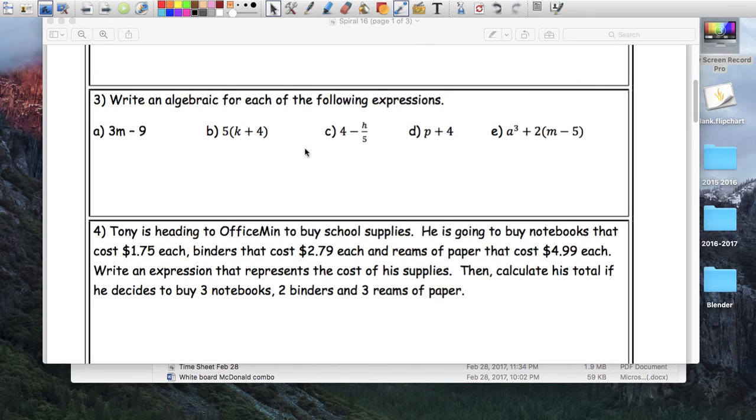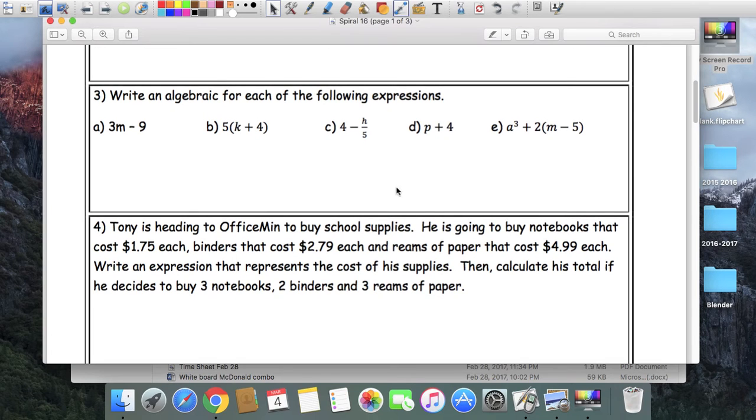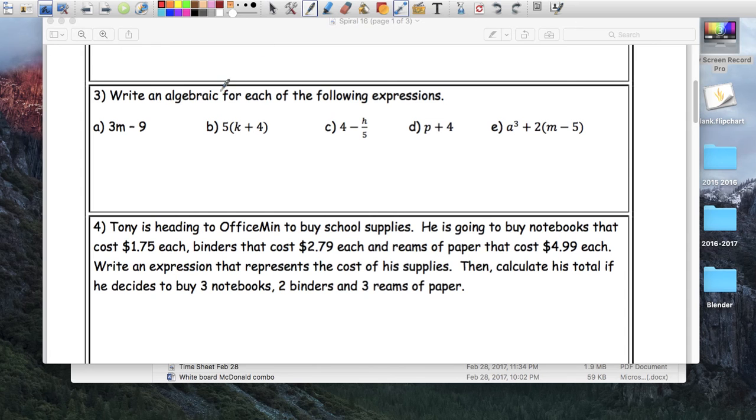Now write an algebraic expression for each of the following. Okay, for each of the following expressions. So for this one, if you're not using a turnaround word, you can write the whole thing. A is going to be 3 times a number, that I don't know, minus 9.